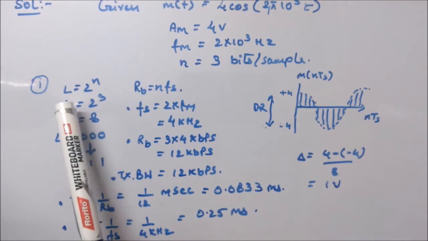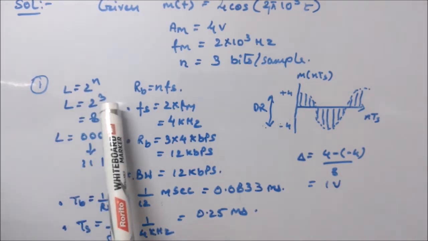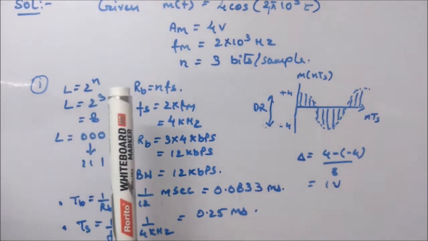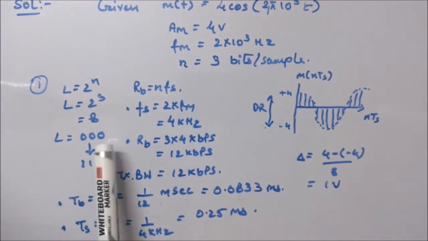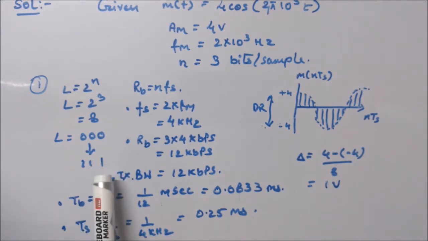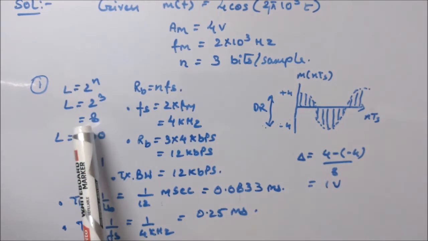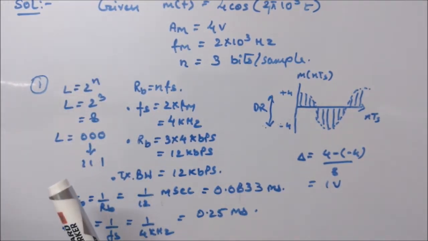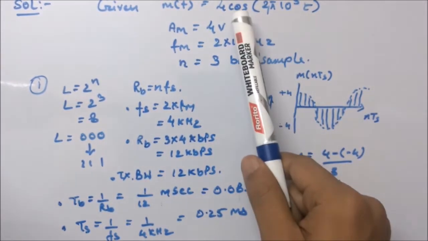Now you have the value of n, that is 3. So you can calculate L equal to 2 to the power n, that is L equal to 2 to the power 3, which is equal to 8. This means there are 8 quantization levels, and you can represent those 8 levels by codes from 000 to 111. So this is the value of L. The number of quantized levels will be 8. Then here you can see the cosine signal will look like this.